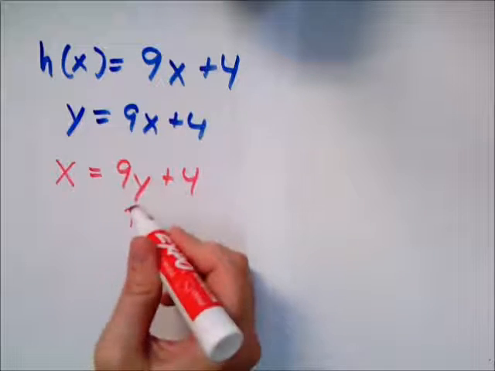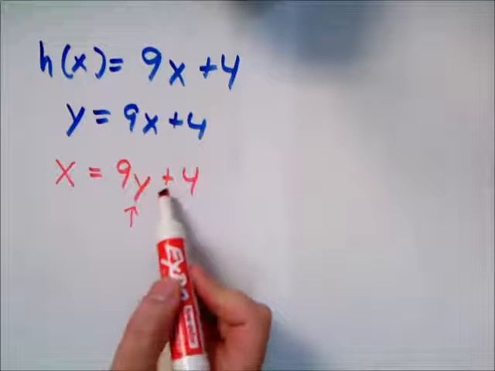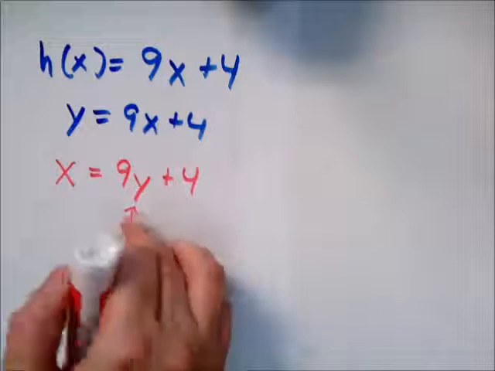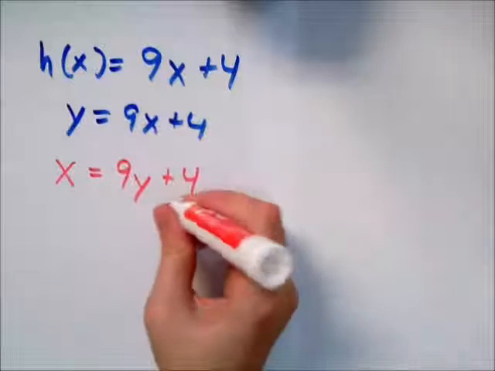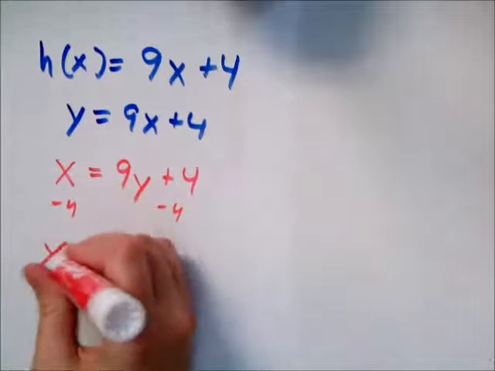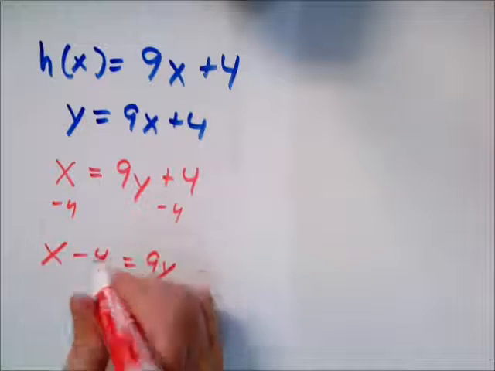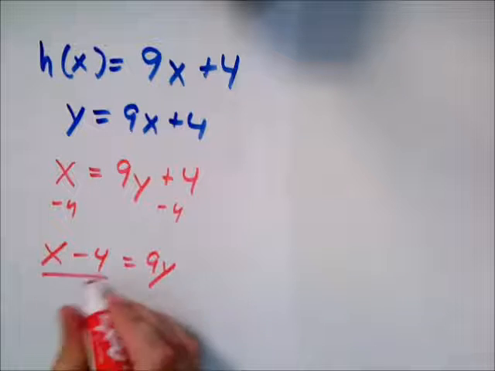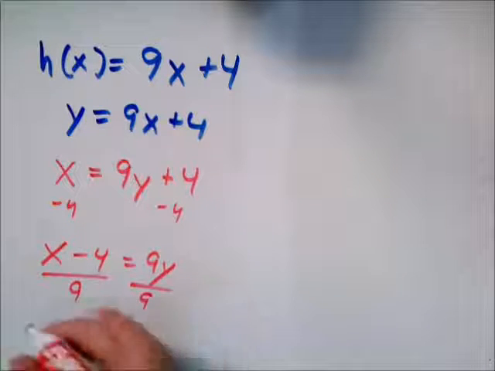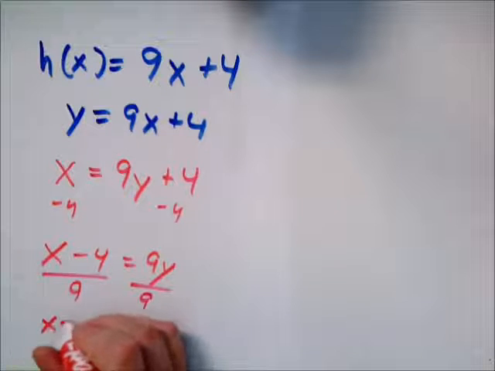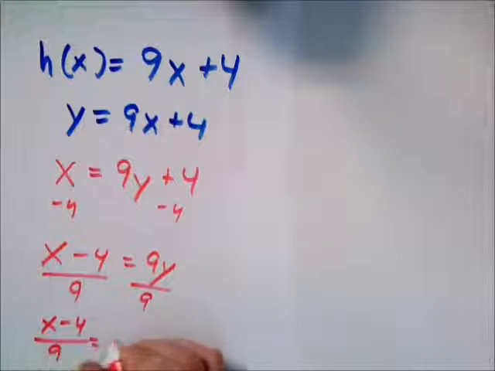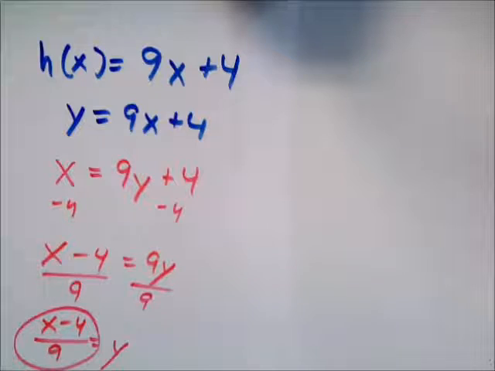And so now if we solve it for y, we're rearranging it in a way that all of our operations are going to be undone. So we'll subtract 4. And then divide both sides by 9. And so notice now that we have y by itself, whatever I'm left with here is the inverse function.